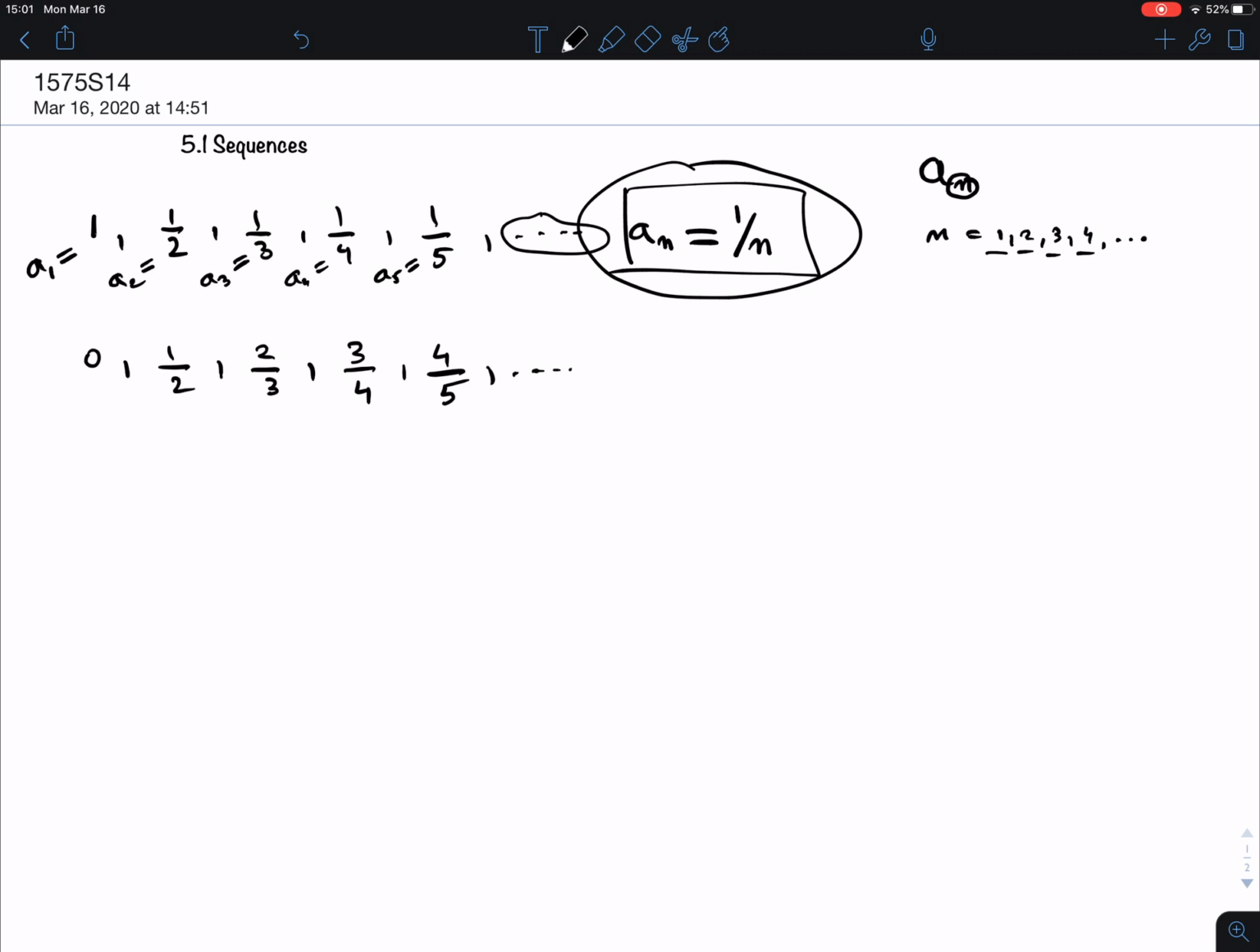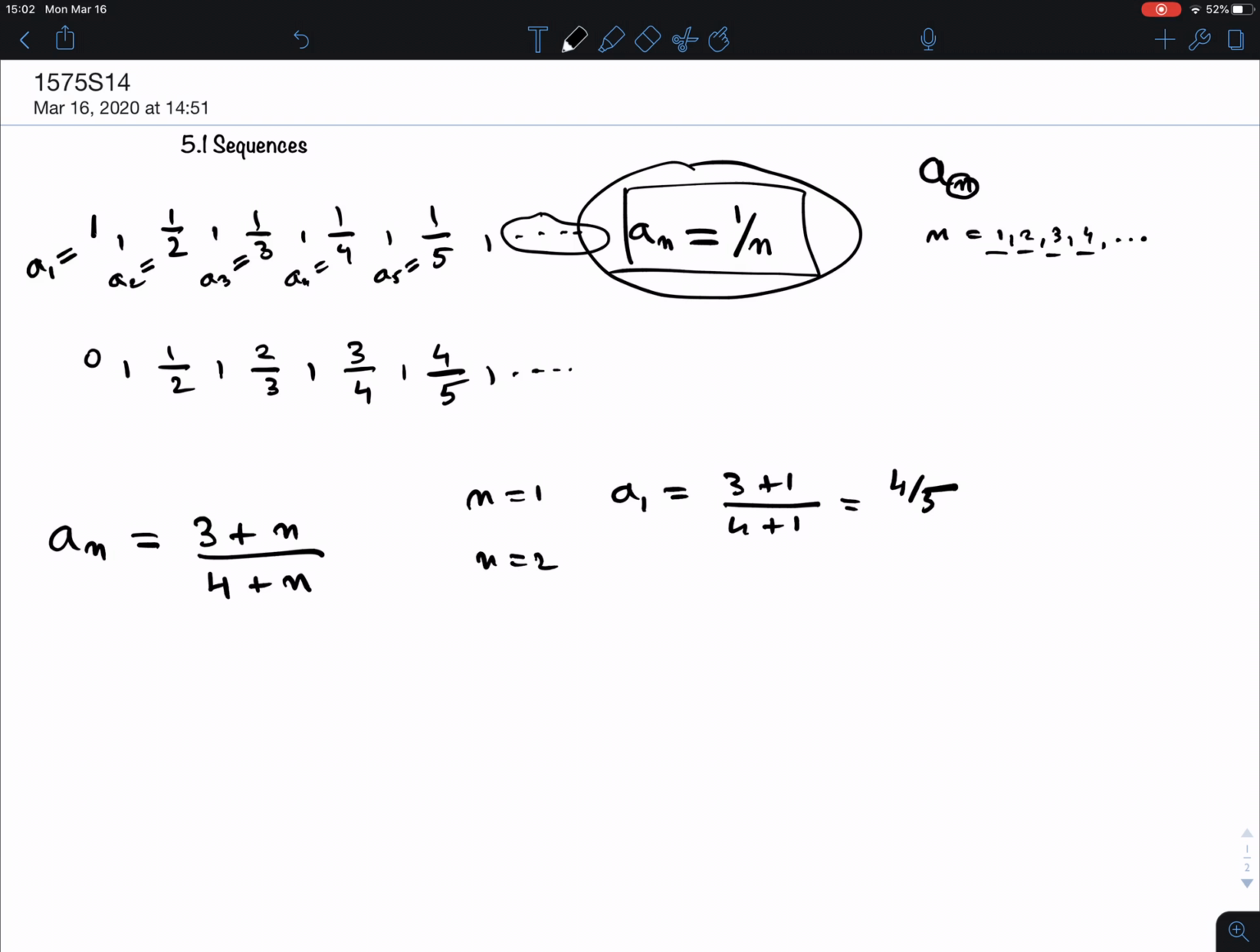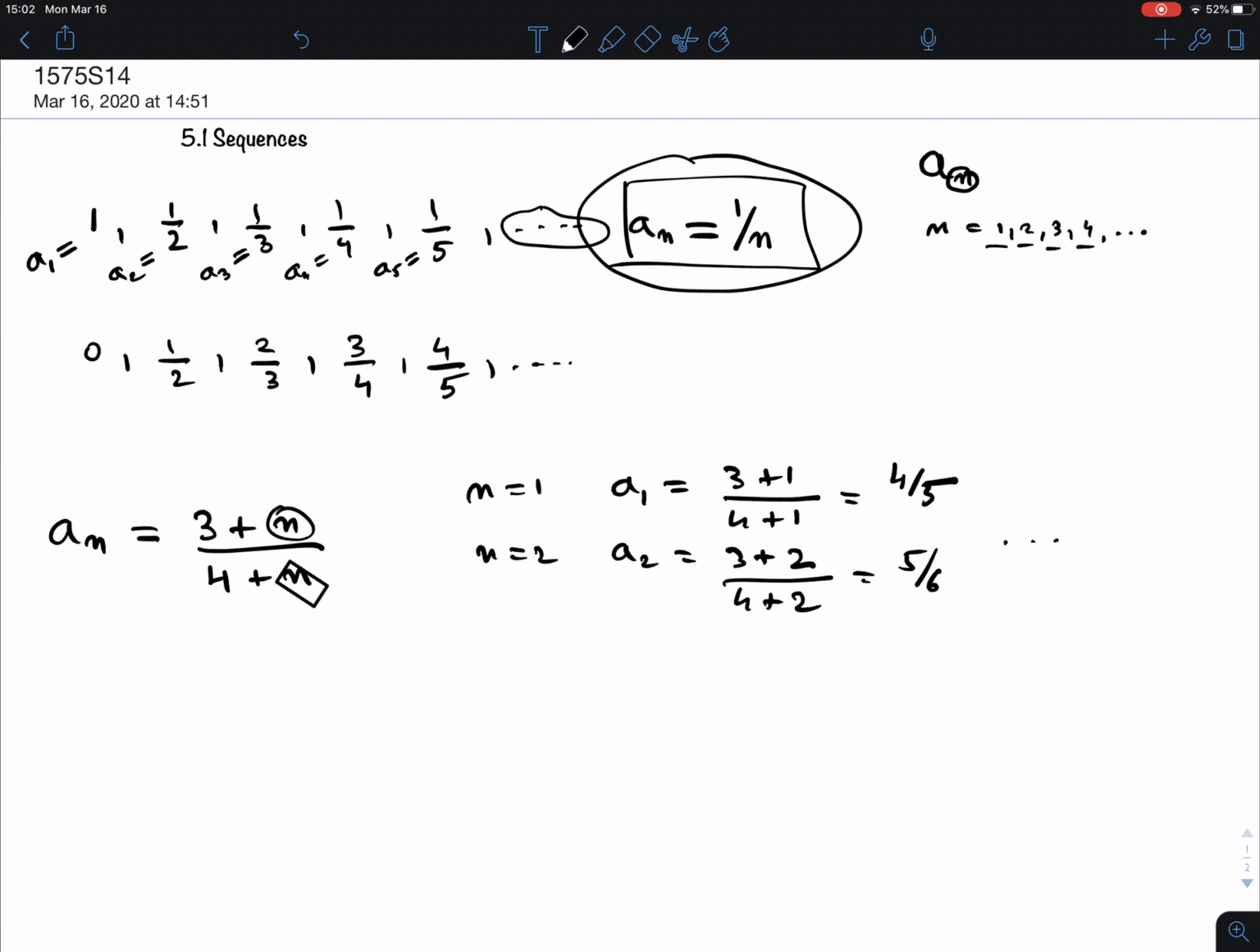So let's do this, for instance. Let's suppose that I have the following formula: (3 plus n) divided by (4 plus n). Let's write down what the first few numbers are. If n is 1, then a1 is (3 plus 1) over (4 plus 1), that is 4/5. If n is 2, then a2 is 3 plus 2 over 4 plus 2, so this is 5/6, and so on. Okay, so that's how we'll talk about sequences.